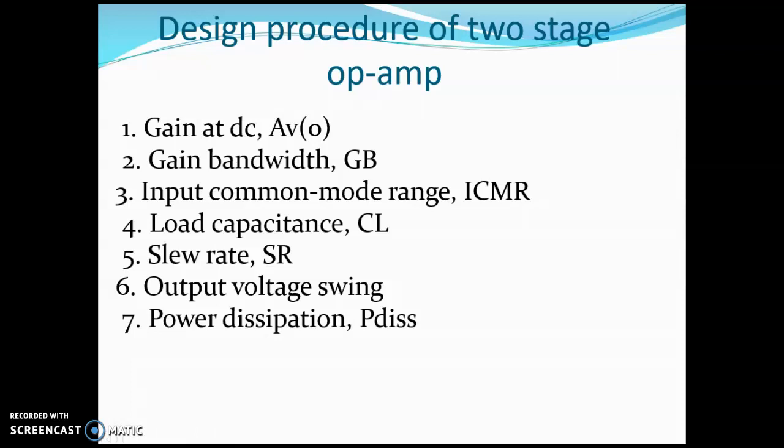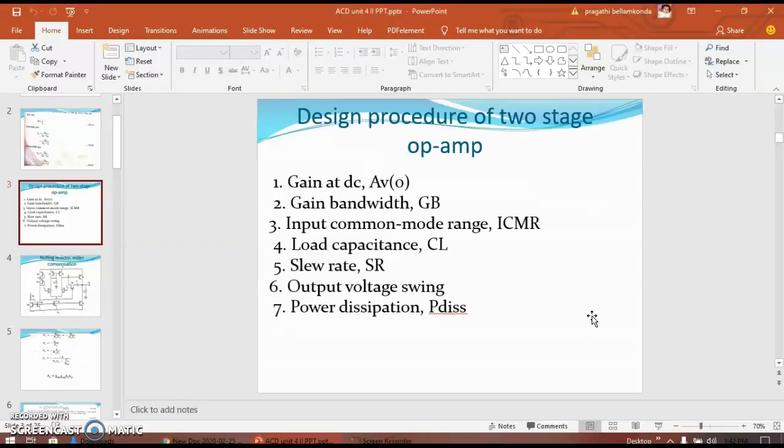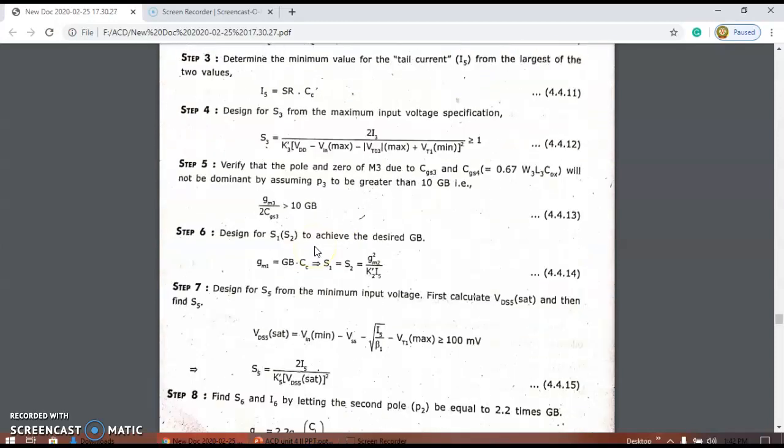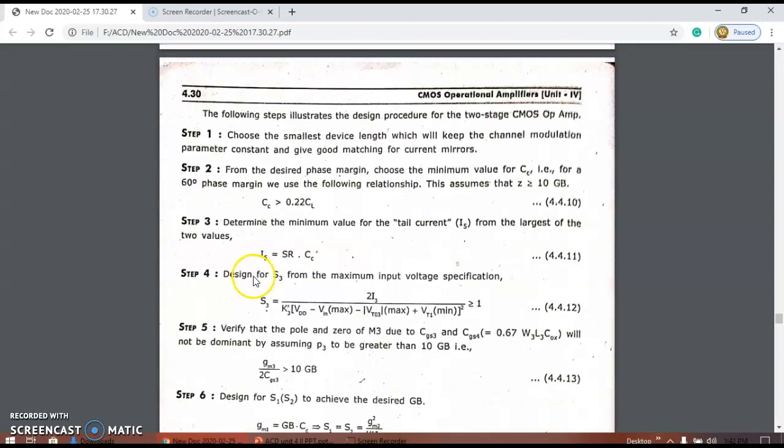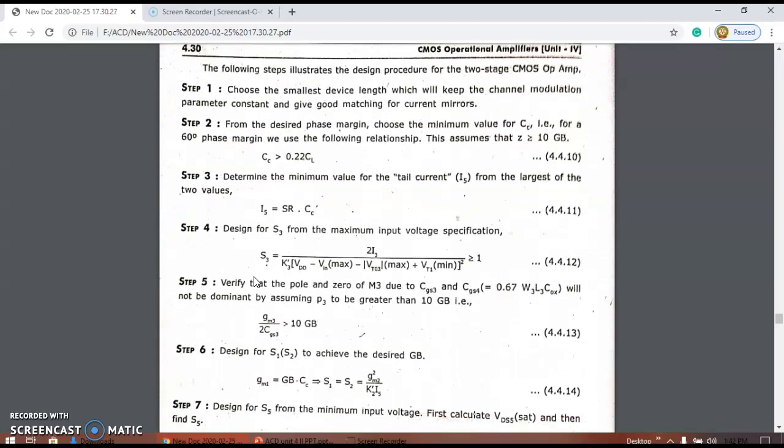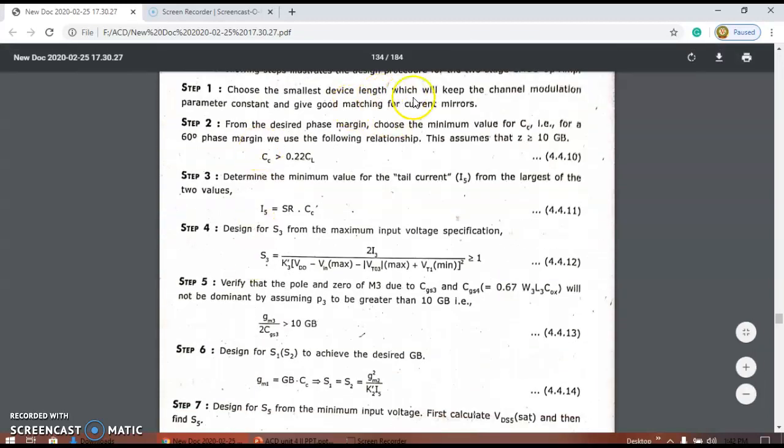And there are a few steps for designing the two-stage op-amp. There are a few steps in the design procedure for the two-stage op-amp. I'll just show you all those steps. You can note down those steps. Here you can see these steps. How many are there in total? There are 11 steps. So the first step is to choose the smallest device.